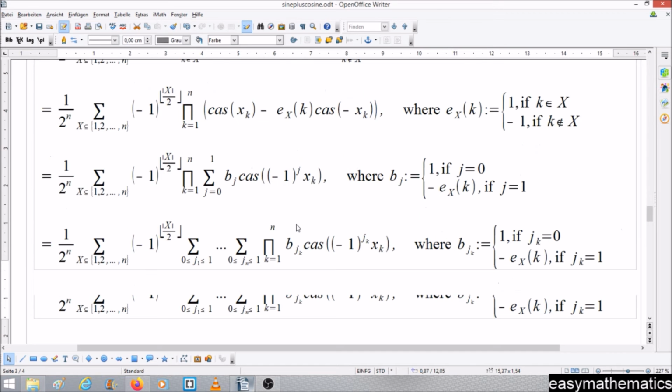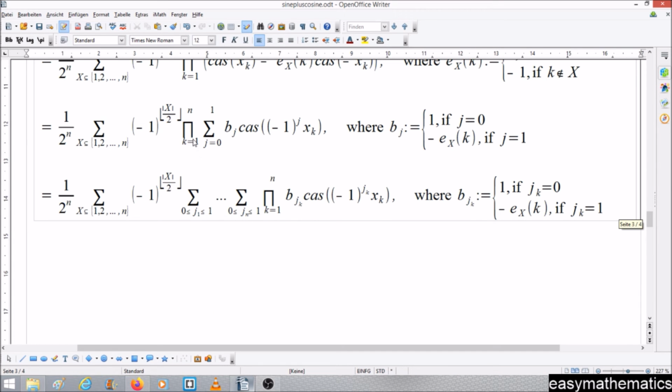And the last step is we use the distributive law. So we multiply out this product, and what we get by the distributive law is n sums over j1 up to jn, and they are 0 or 1. And then we have a product k equals 1 up to n with b_jk times cos of minus 1 to the jk of xk, where b_jk is 1 if jk is 0, and if jk is 1 we have minus e_X of k. And that finishes off the proof.